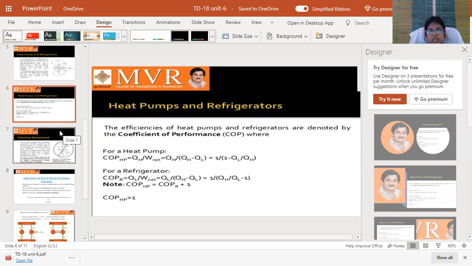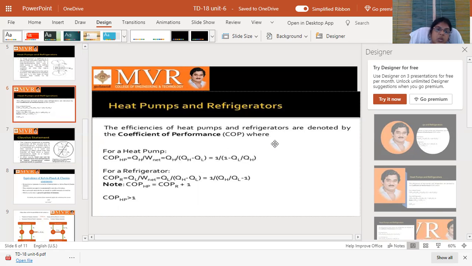next, heat pumps and refrigerators. The efficiencies of heat pumps and refrigerators are denoted by the coefficient of performance. In a heat engine, we consider thermal efficiency, work done to heat supplied. Here we also take the thermal efficiency, but we replace efficiency with the coefficient of performance. In heat pumps and refrigerators we consider the coefficient of performance, in short form COP.